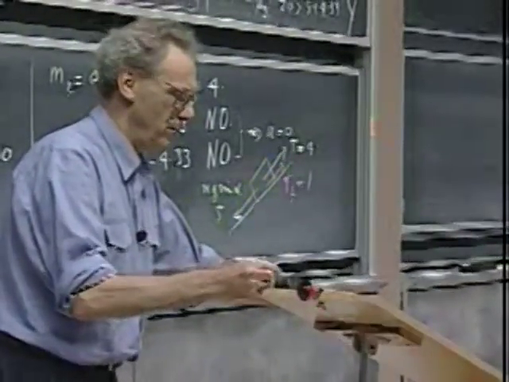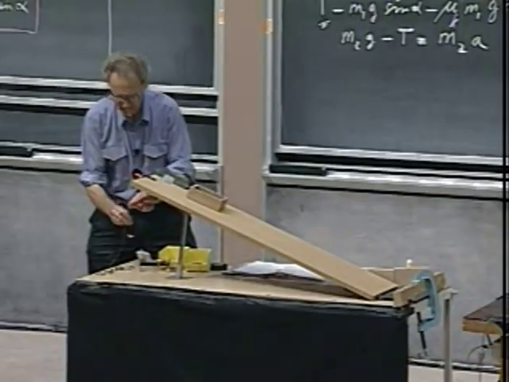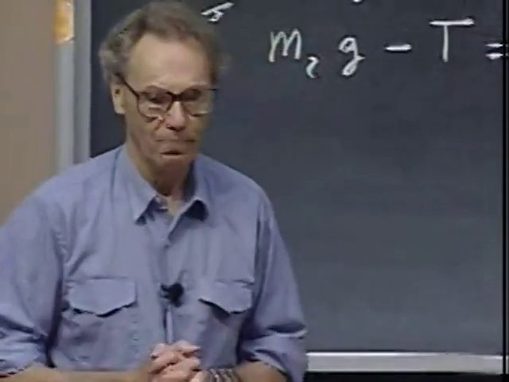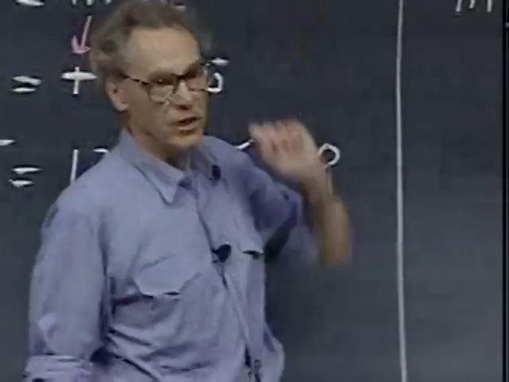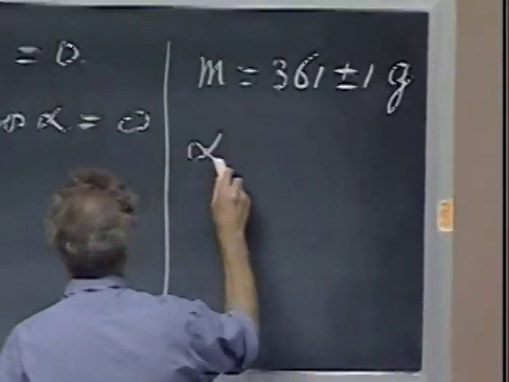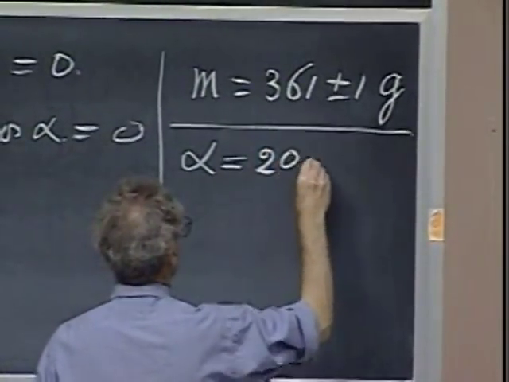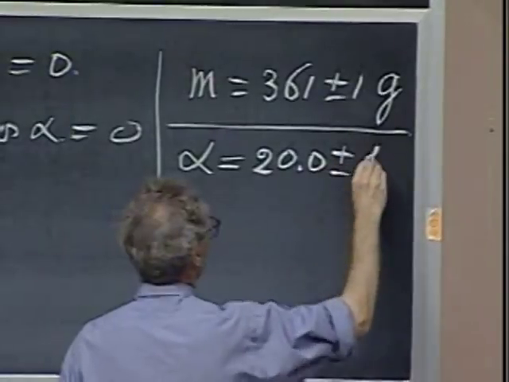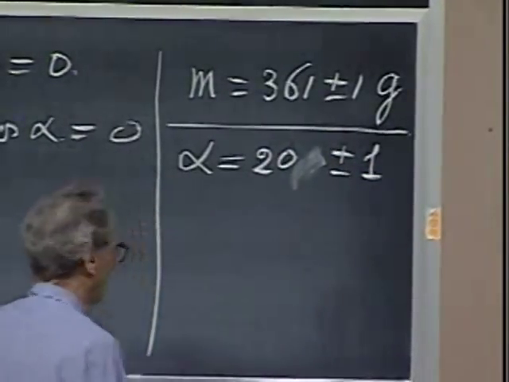So I prevent it from going, and I'm going to put a little weight on here. Now there is 100 grams, and it's not going. It's happy, and it's sitting there. A is zero. That condition isn't met, and this condition isn't met. So now you must write down in your notebook that alpha, it's an independent experiment, equals 20.0, maybe plus or minus 1. I think it's about 1 degree accuracy that I can do.